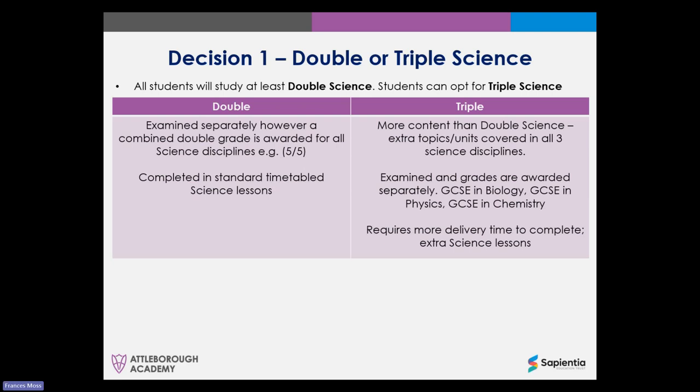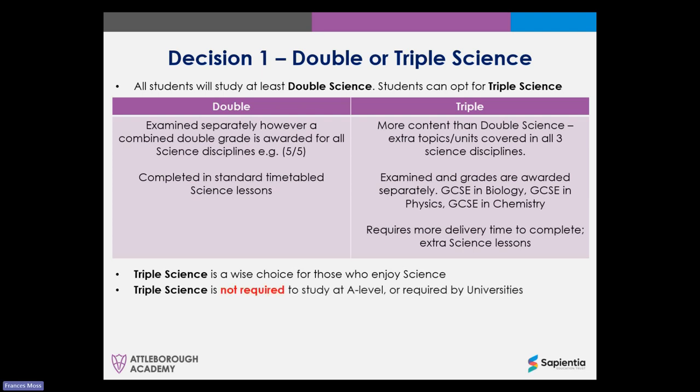Some misconceptions that are around the difference between double and triple is that triple science is really a wise choice for those who really enjoy science. However, triple science is not a requirement that you need to have studied at A level or at university to go into certain professions, like medicine, for example. It's not a requirement that you have to have done triple science. You can still get onto those routes by doing the double.